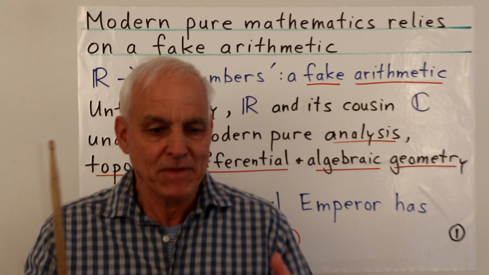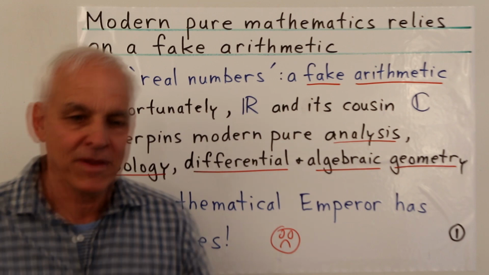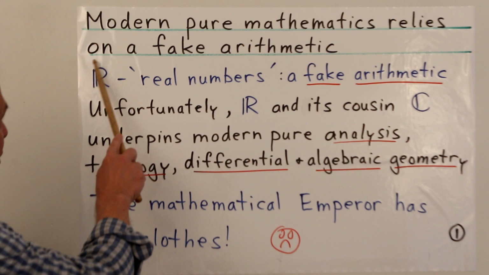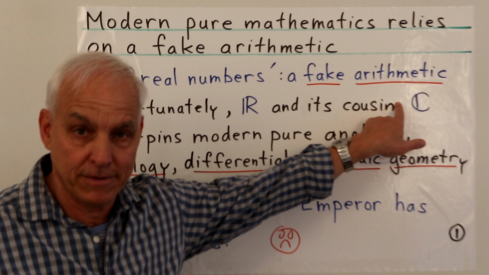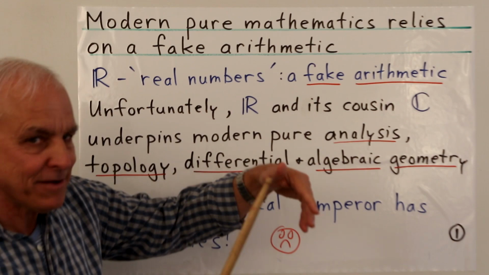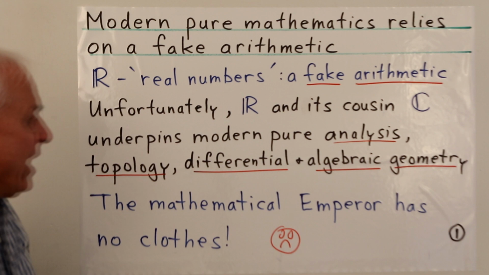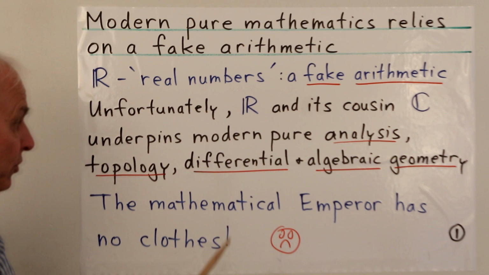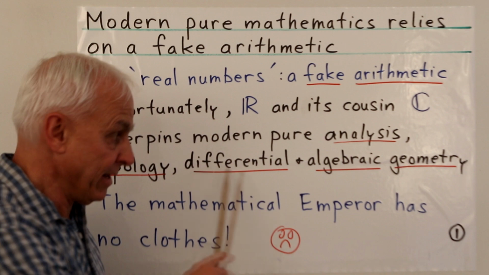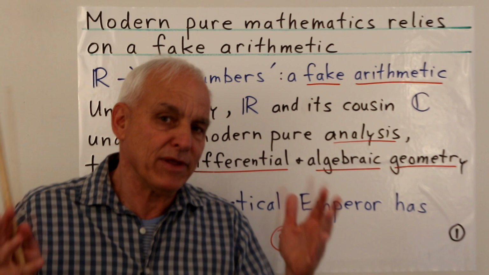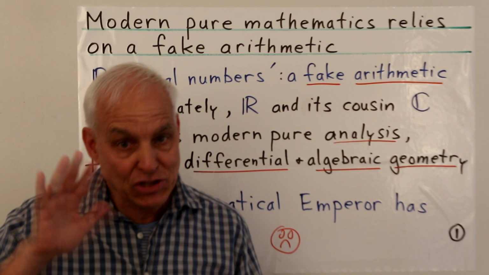Okay, so it all has to do with a number system which we call the real numbers. It's always denoted by this sort of solid-looking R here, which I claim is actually a fake arithmetic. And unfortunately, this fake arithmetic and its cousin, a super souped-up version of it, the complex numbers, these two number systems underlie a lot of modern mathematics, including modern pure analysis, topology, differential geometry, and algebraic geometry. Between these, this is, roughly speaking, at least half of modern pure mathematics. So this is an issue that really covers a lot of territory.